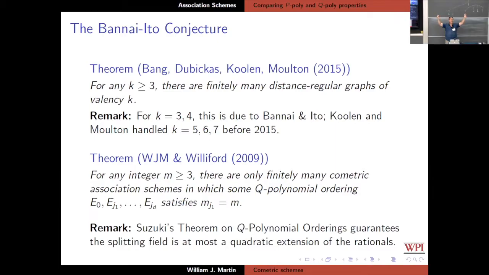That tells you that the Galois group is at most a quadratic extension of the rationals, because every element of the Galois group of the splitting field of the association scheme acts faithfully on the set of EIs. And so it has to map Q-polynomial orderings to Q-polynomial orderings. And then you have to do a bunch of spherical code, Seidel type tricks to bound the size of that spherical code in that first eigenspace. But I won't talk about that theorem unless there's a request to talk about the proof of that.